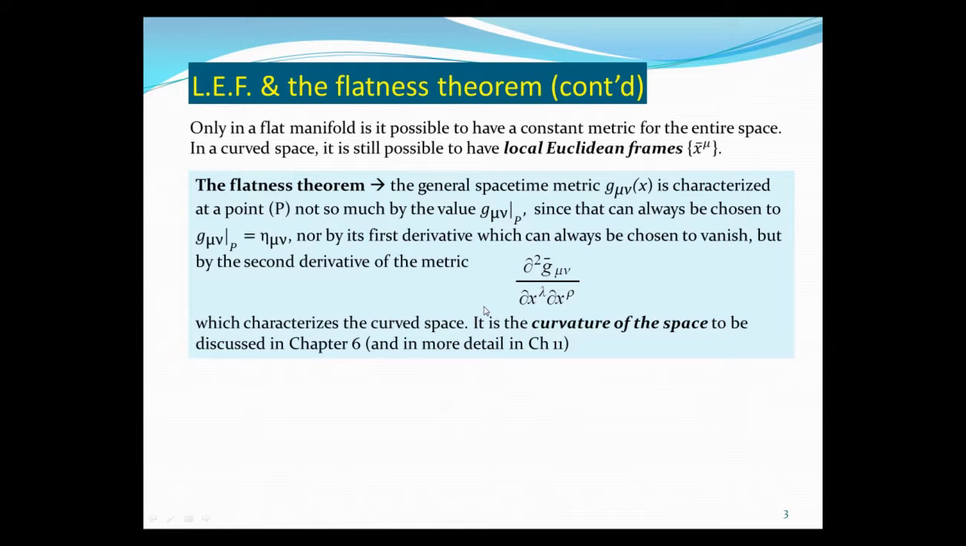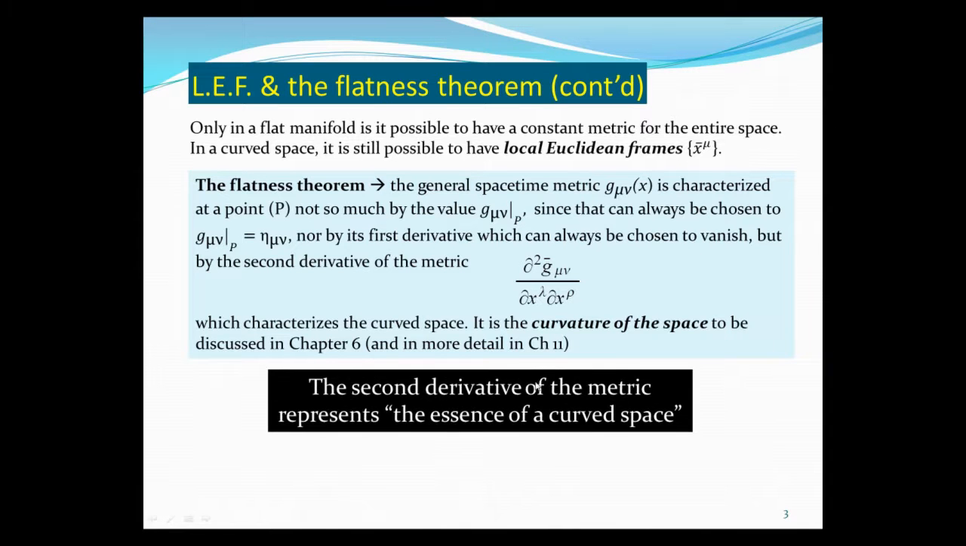We'll talk about it in this chapter 6 and in more detail in chapter 11, because the curvature is in some ways the more difficult part of the Riemannian geometry. We postponed it to the last chapter 11, which in some sense is the math appendix of the book. Anyway, the thing to remember, the second derivative of the metric represents in some sense the essence of the curved space. Okay? Because the zeroth order can be chosen and the first order can be made to vanish. So it's the second derivative of the metric that characterizes the curved space.